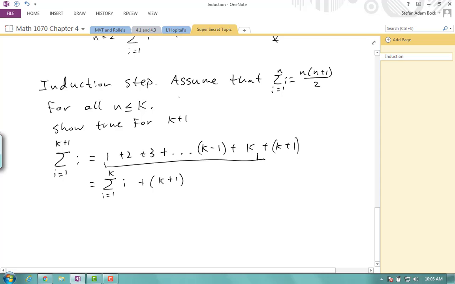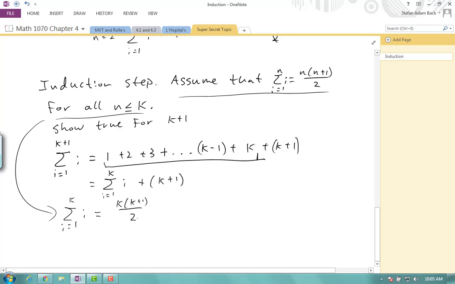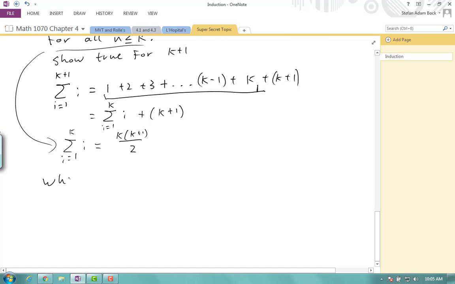Now what my assumption says up here is that my formula was true up to k. So that says that the sum from i equals 1 up to k of i is equal to k times (k plus 1) divided by 2. I take whatever number's on top and I plug it into the formula on the right. Which means that the sum i equals 1 to k plus 1 of i is now equal to, I'll replace this first sum with k times (k plus 1) over 2, and I keep my k plus 1 over here.